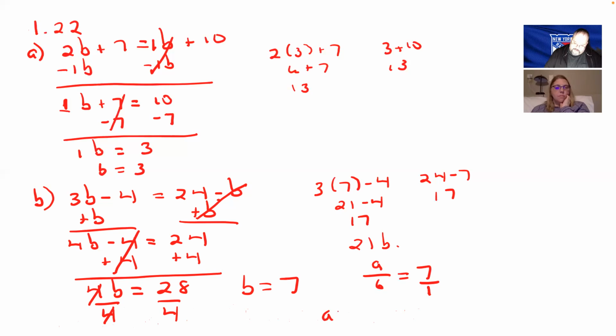So a times 1 would be equal to 7 times 6. And therefore a is equal to 42. And the way we would check that basically is that 42 divided by 6 turns out to be 7.